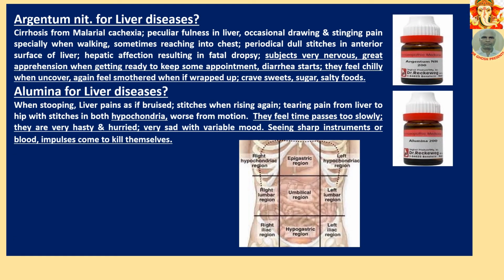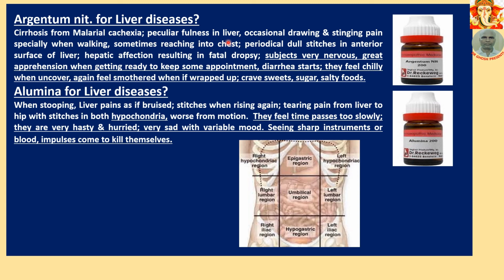Argentum nitricum for liver diseases. Cirrhosis from malarial cachexia. Previously, we have also taken one medicine that is also from malarial cachexia. It is possible that more than one, two, three, four medicines are relevant to the cachexia of malaria, but the totality must match before giving. Just from one thing you cannot give a medicine.